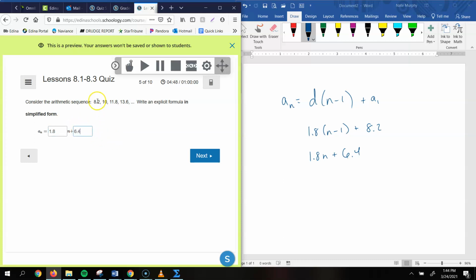You can always test this out by putting like 2 in here for n. When you do that, you'd get 3.6, and 3.6 plus 6.4 sure enough is 10. So you could do that with these different terms, putting in 1, 2, 3, 4 for n, and just making sure we get those values in the sequence just to confirm that we have the correct equation.